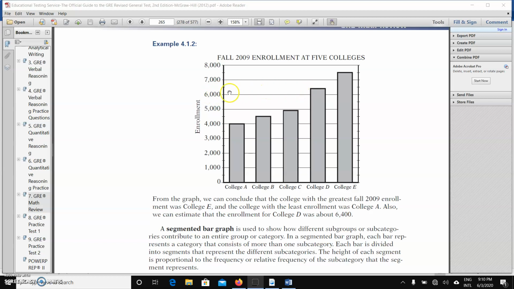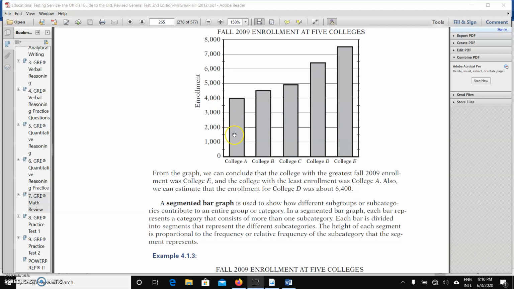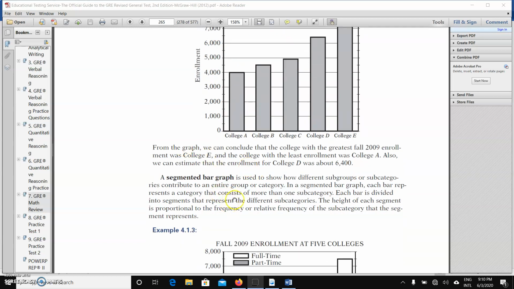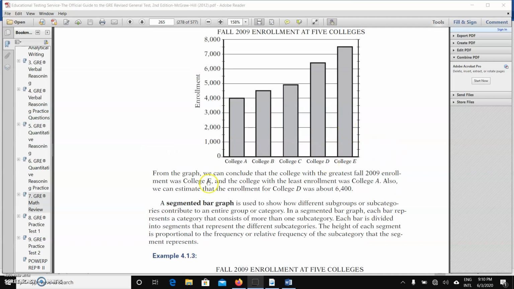You just have to get to know the information. And this one is talking about the last one, which is the highest. Let's just say around 7,500, because it's in the middle of 7,000 and 8,000. So that is about that. So let me read what I wrote down. From the graph, we can conclude that the college with the greatest 2009 enrollment was college E, and it's obvious. And the college with the least enrollment is college A.